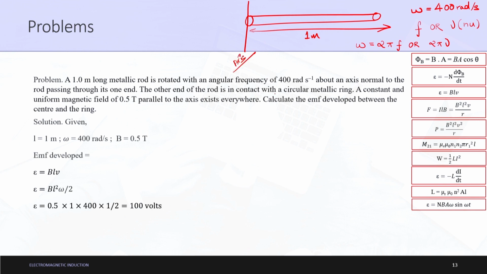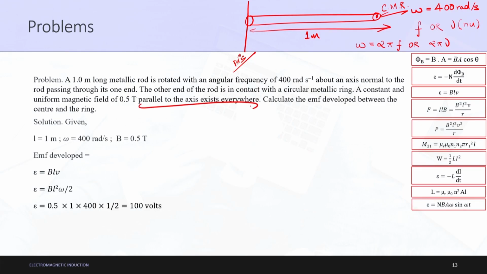The other end of the rod is in contact with a circular metallic ring. This is rotated, and a circular metallic ring is attached here. Let me write it in short form because the space is constrained. A constant and uniform magnetic field of 0.5 Tesla, so capital B is given to you, parallel to the axis exists everywhere. So, everywhere it is constant, that means there is no change in B. You do not need to change the value of B with respect to area; the last line just tells you that you need to take the capital B value constant everywhere.